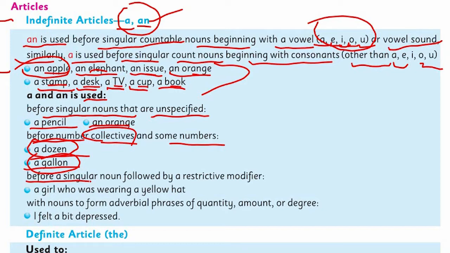Before a singular noun followed by a restrictive modifier. A girl who was wearing a yellow hat. With nouns to form adverbial phrases of quantity and amount or degree. Like I felt a bit depressed.